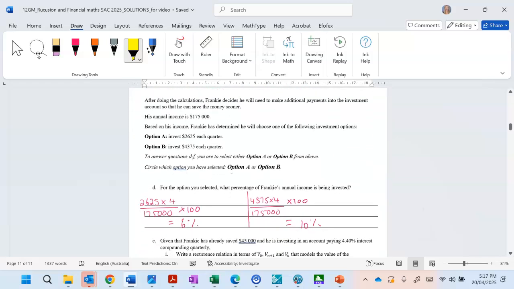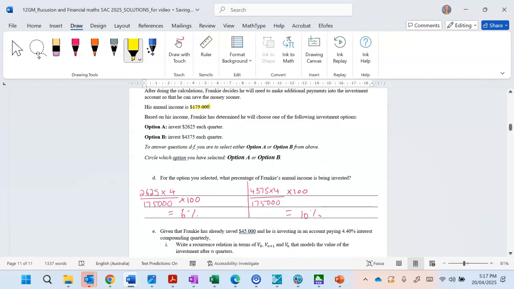All right, after doing the calculations, Frankie decides he will need to make additional payments into the investment so he can save the money sooner. He has an annual income of $175,000. Based on his income, Frankie has determined he will choose one of the following investment options. So he can invest $2,625 each quarter or $4,375 each quarter. And you are to choose one of those options.